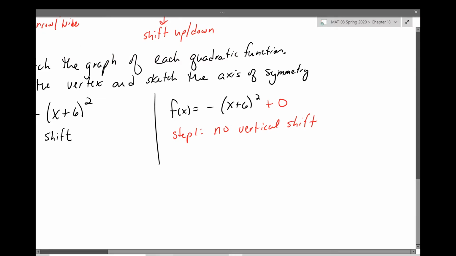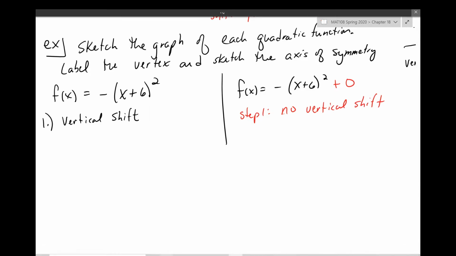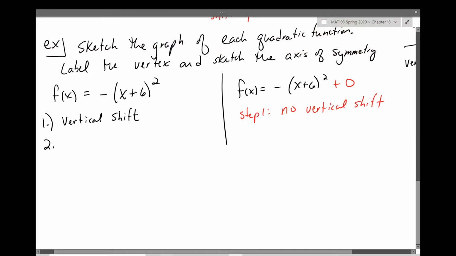Now, if you recall, from the last time we spoke in class, we talked about the parent functions. We know the graph of f of x equals x squared is a parabola with the vertex centered at 0, 0. All right? So I'm going to take this general graph, f of x equals x squared, and I'm not moving it up or down at all. So, step 2, horizontal shift.